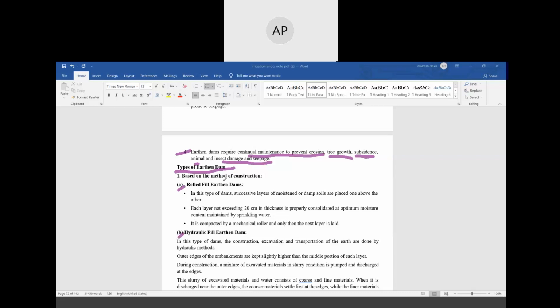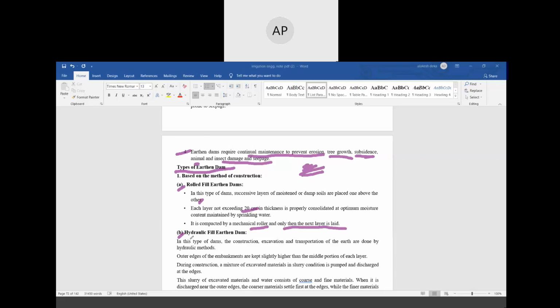What are rolled fill earthen dams? In this type of dam, successive layers of moist or damp soil are placed one above the other, each layer not exceeding 20 centimeters in thickness and properly consolidated at optimum moisture content. It is compacted by a mechanical roller and only then the next layer is laid. That means it is built one layer after another.